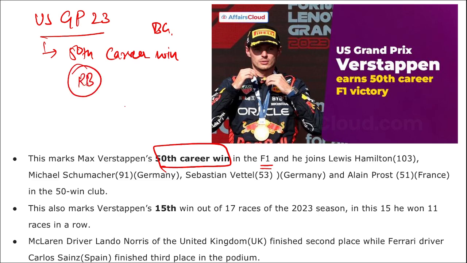This is important. And remember, this is the 15th victory for Max Verstappen out of a total of 17 Grand Prix that were held in 2023. So out of 17, 15 were won by Max Verstappen in 2023, and this is his 50th career win, right? On first place, Max Verstappen. On second place was Lando Norris, and on third, Carlos Sainz in the US Grand Prix 2023.